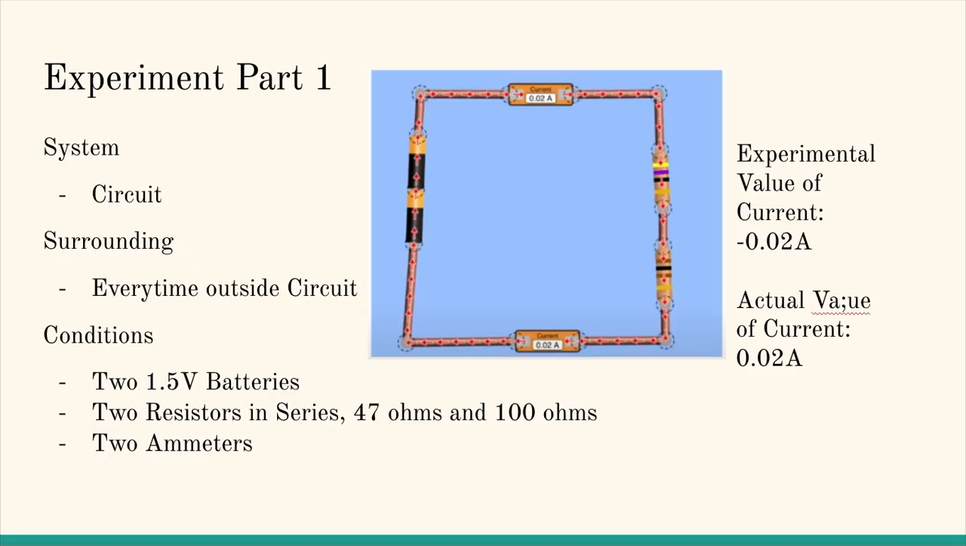Okay, part one of the experiment. This is the setup. We have two batteries, two ammeters, and two resistors, connected in series. The experimental value of the current in the circuit was the point of interest that we were measuring, and we calculated it to be 2 amperes, and that's what we measured it to be as well. And so our model is a good prediction.